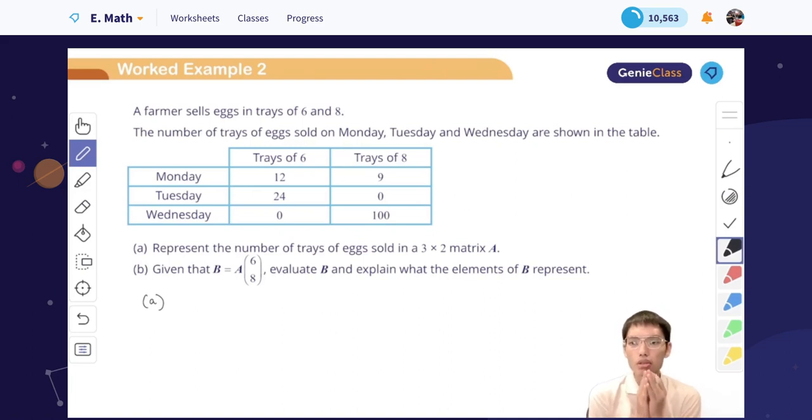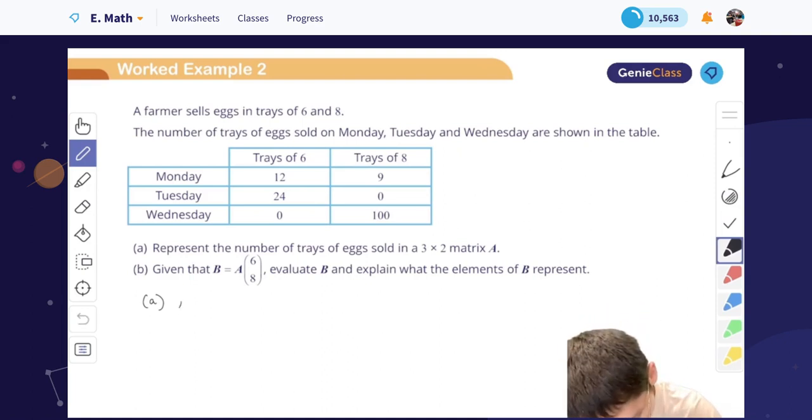So in fact, what happens, look at the table first. If I ignore the words at the top and the bottom, is it a 3x2 matrix to start off with first? Is it going to be a 3x2 matrix over here? It is, right? So let's write it up. It's going to be 3 rows: 12, 9; 20, 0; 0, 100. And this is my 3x2.